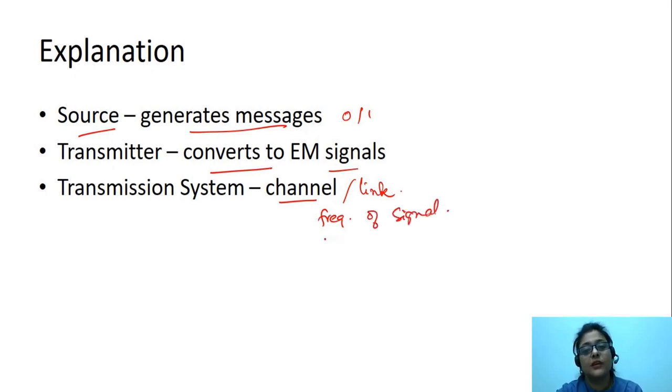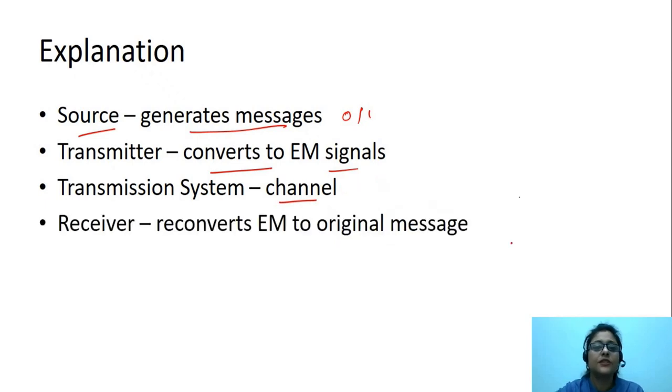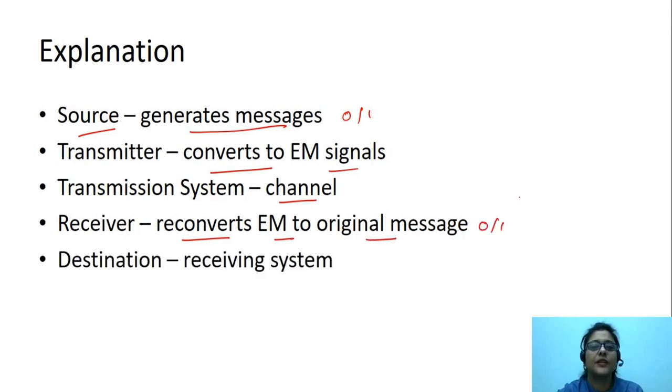Many a times we change the channel of the television or radio. This simply means that we are changing the frequency of the signal of the TV or the radio to get the particular station. Next, we have the receiver, which reconverts the electromagnetic signal to the original message of zeros and ones. Ultimately, the zeros and ones move to the destination, which is basically the receiving system.